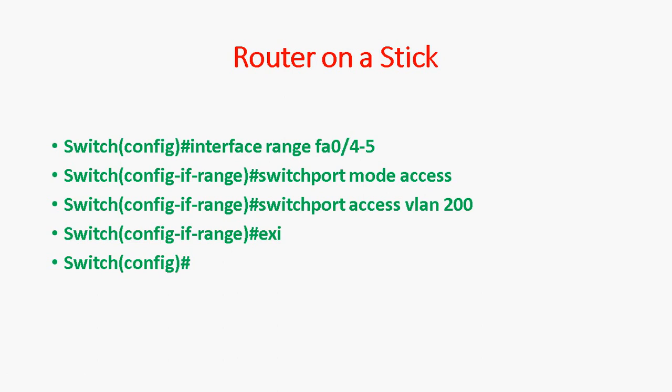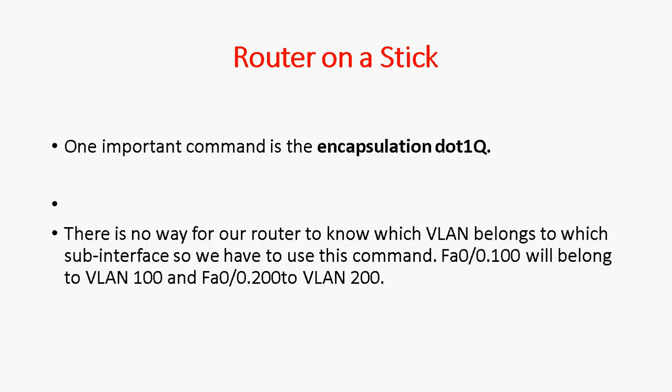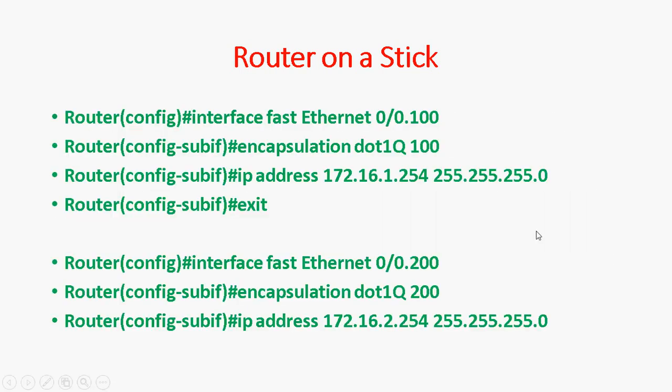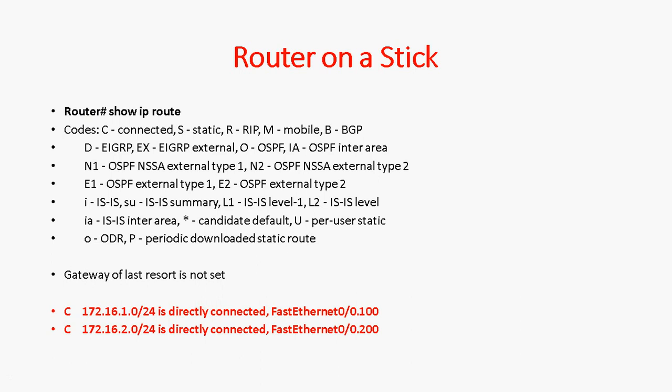Afterwards you have to configure the IP address on PC1. The IP address is 172.16.1.10 with the subnet mask, and the gateway should be the sub interface IP of FA0/0.100, that is 172.16.1.254. Same for PC3 and PC4, you can configure the corresponding IP address and subnet mask. Then the default gateway should be the sub interface IP of FA0/0.200, which is 172.16.2.254. Then if you try to communicate from PC1 in VLAN 100 to VLAN 200, it will communicate.